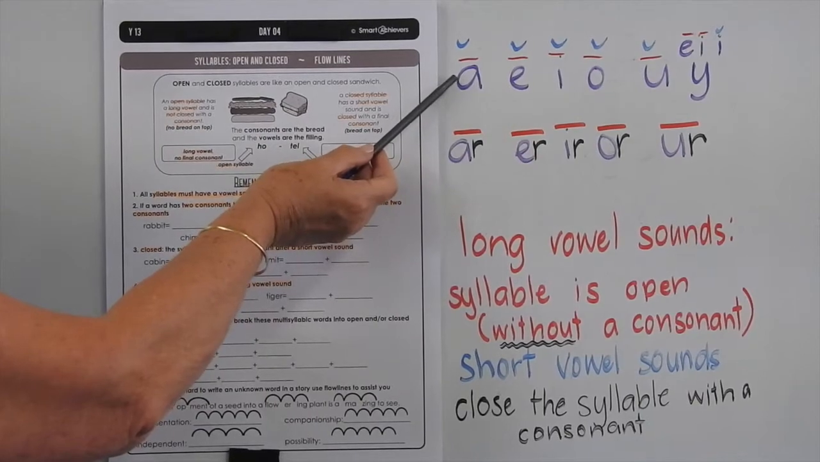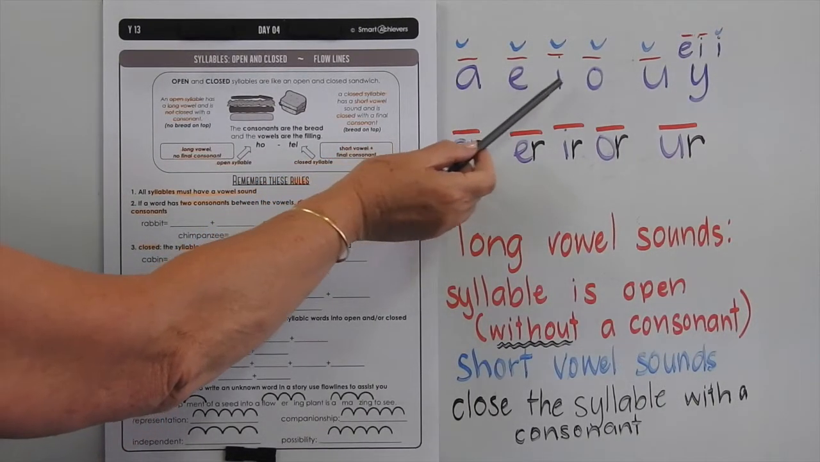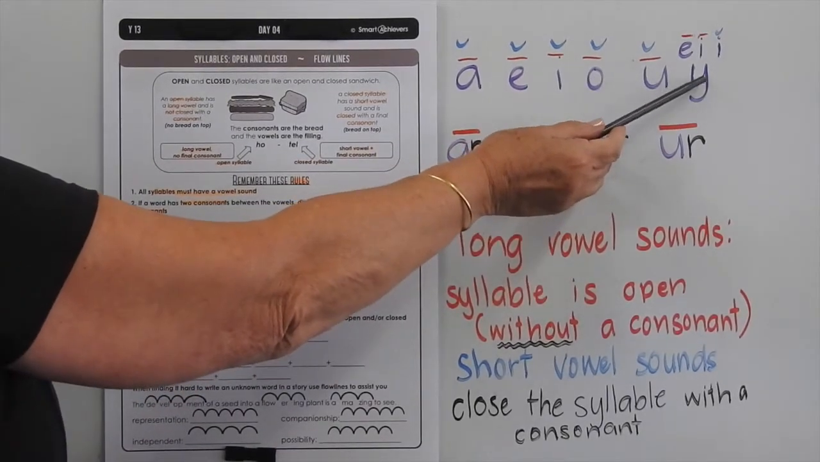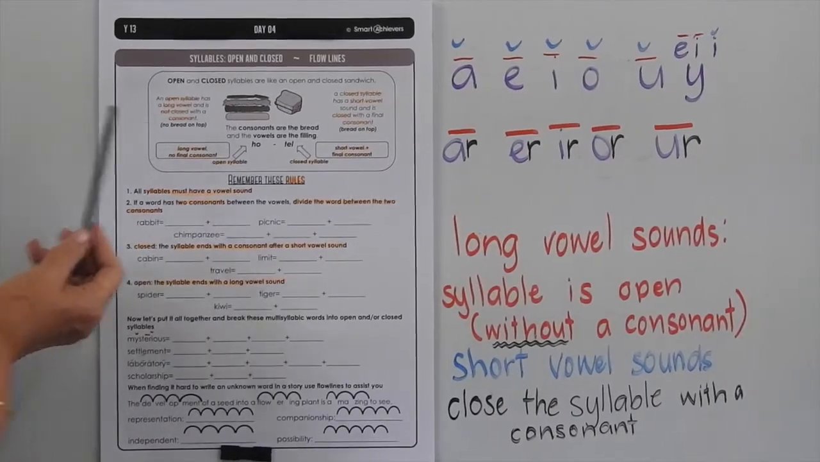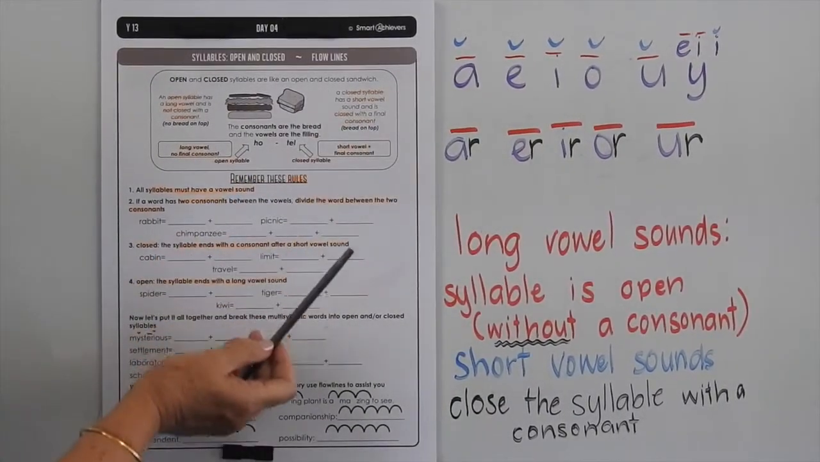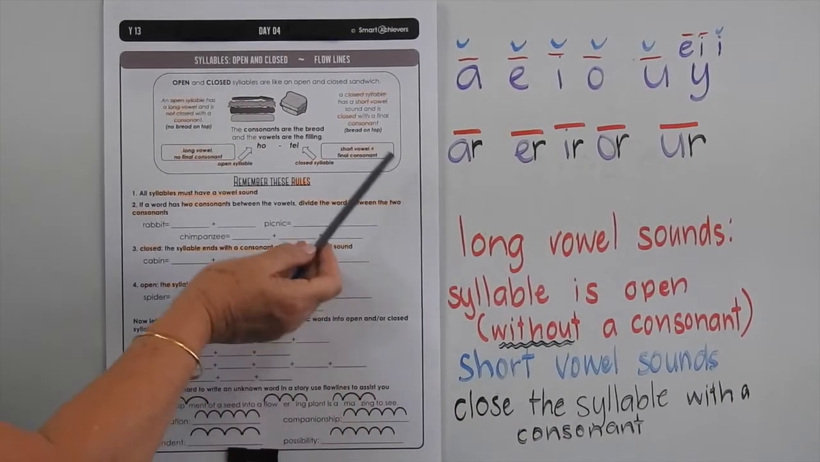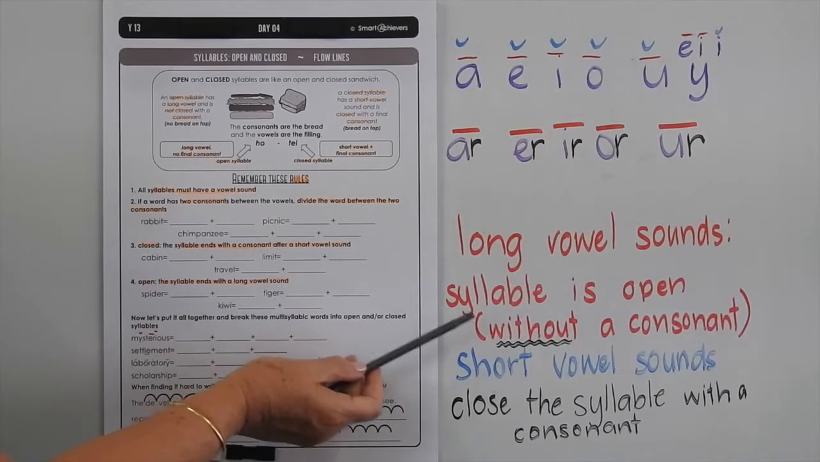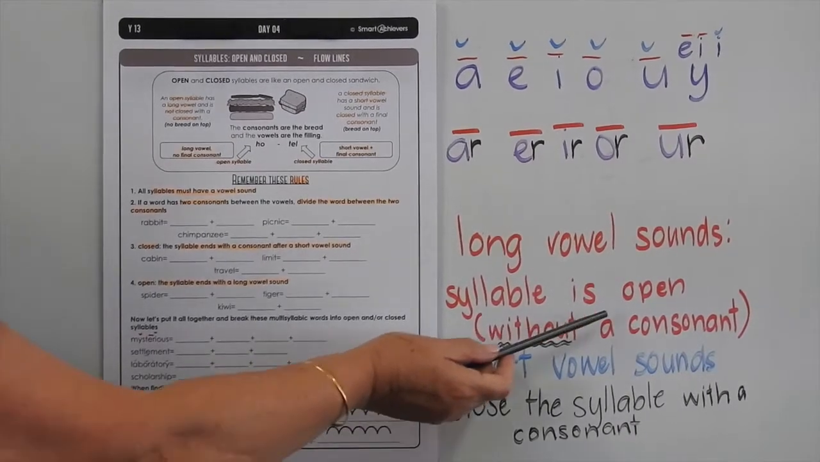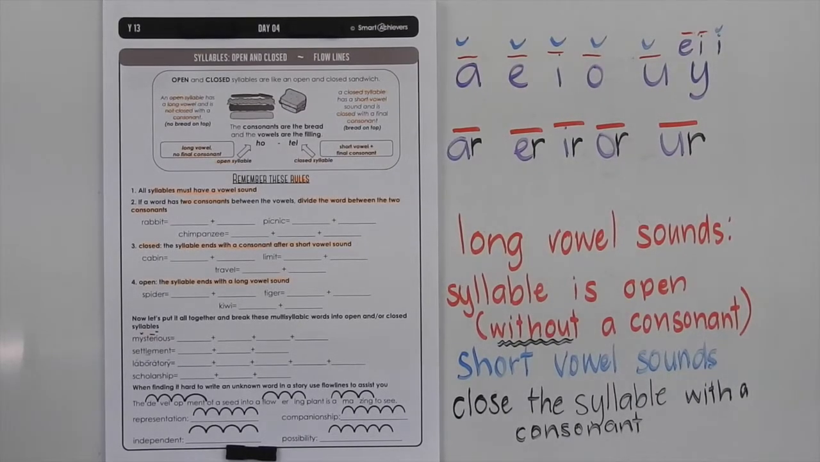Now if we go back to our vowels, they can also make a short sound, A, E, I, O, and Y can make the short sound I. So if you have a short vowel sound, you need to close the syllable with a consonant. If you have a long vowel sound, you're going to leave the syllable open. That means it's not going to have a consonant at the end of the syllable. You're going to cut the syllable before then.